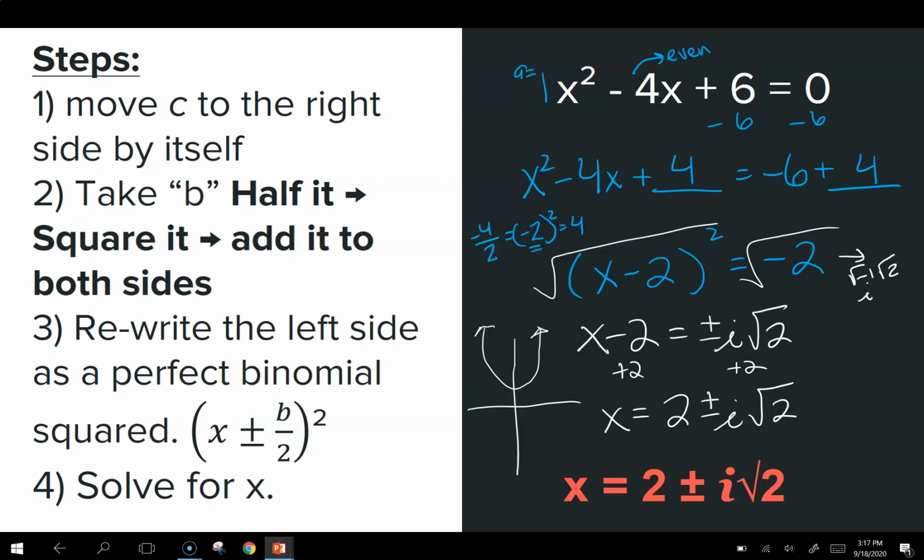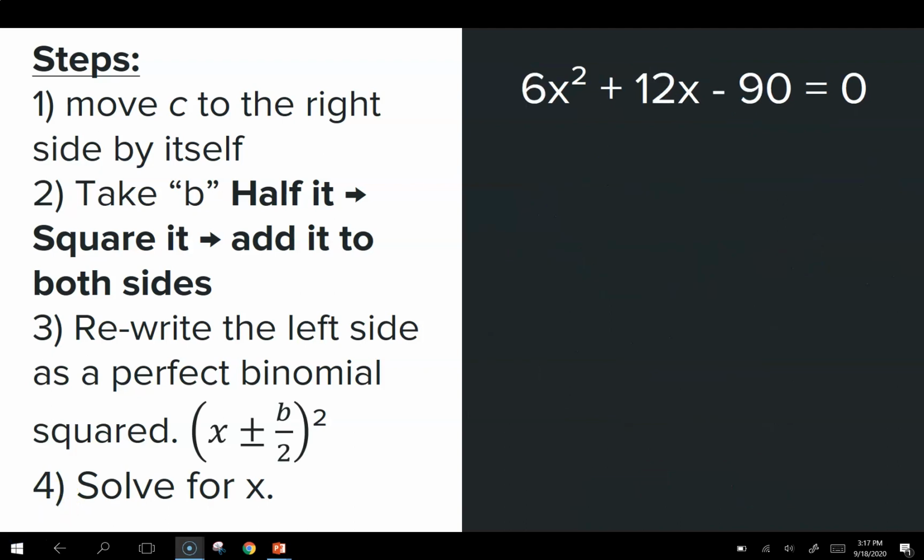Okay, one more. 6x squared plus 12x minus 90. Well, what? My a is not 1. My b is even, though. I don't want to slip and slide. Well, the directions tell me I have to do complete the square, so I have to do it. This one has a GCF. So if my directions tell me to use complete the square, I got to make that a value a 1.